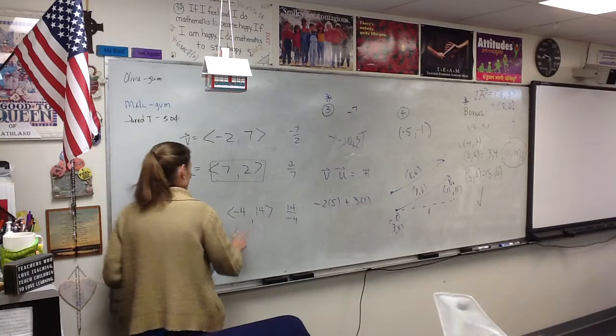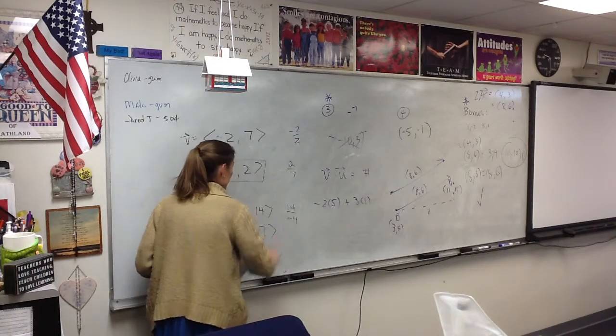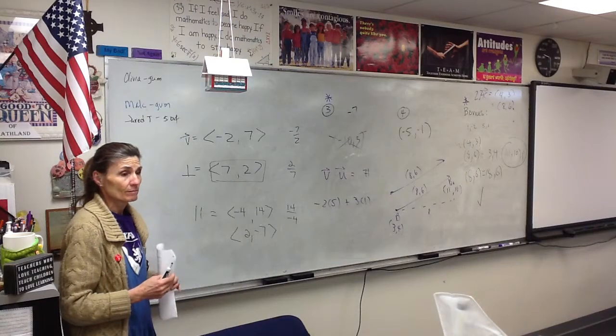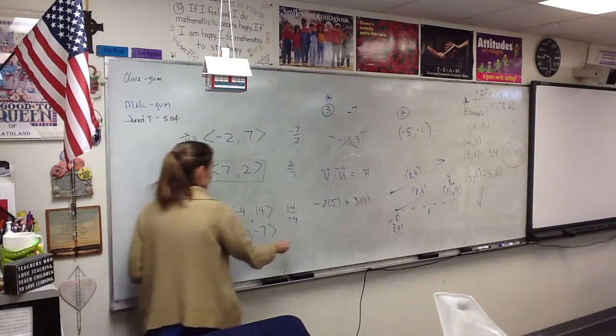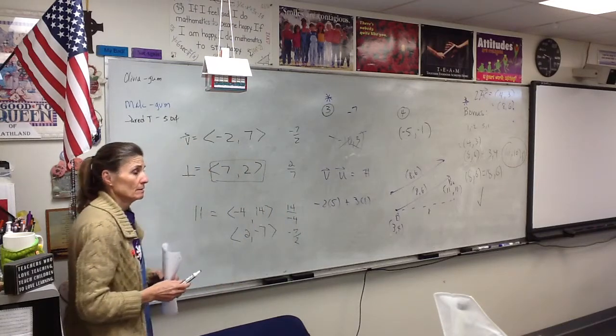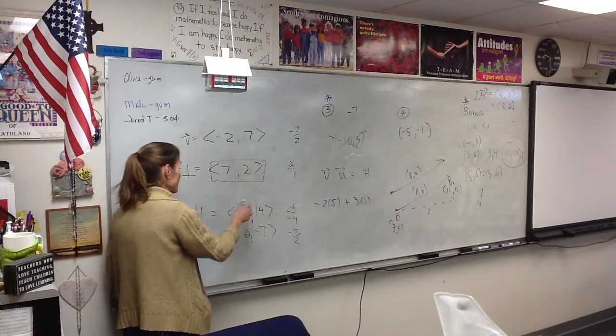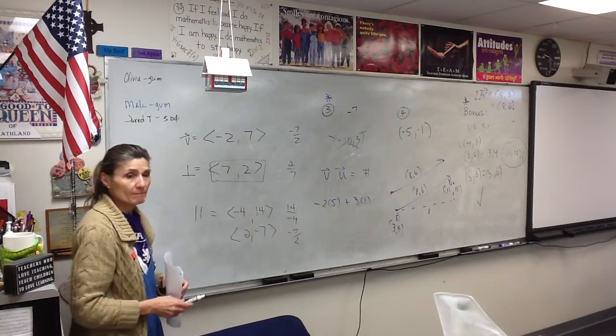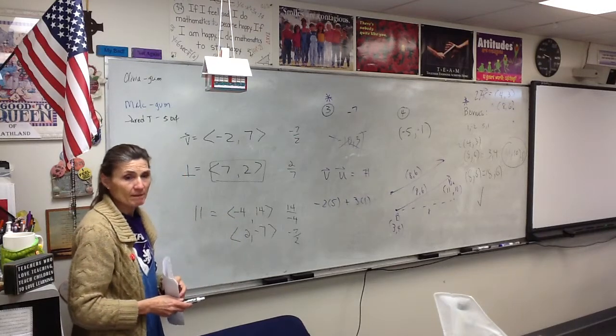How about positive 2, negative 7? Would that be another parallel vector? What's the slope of that one? Negative 7/2, same thing. How many vectors are there that are parallel to that one? A lot. Let's leave it at that, a lot.